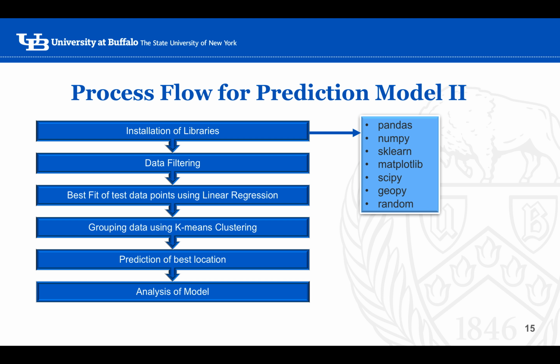Then we define a function to find the best fit of the test data points using linear regression. The next step is grouping the latitude and longitude using k-means clustering. We then predict the best pickup location. And the last step is analysis of the model.